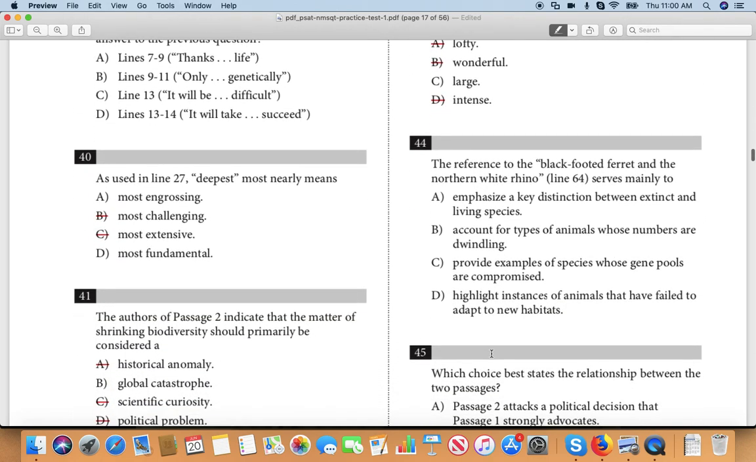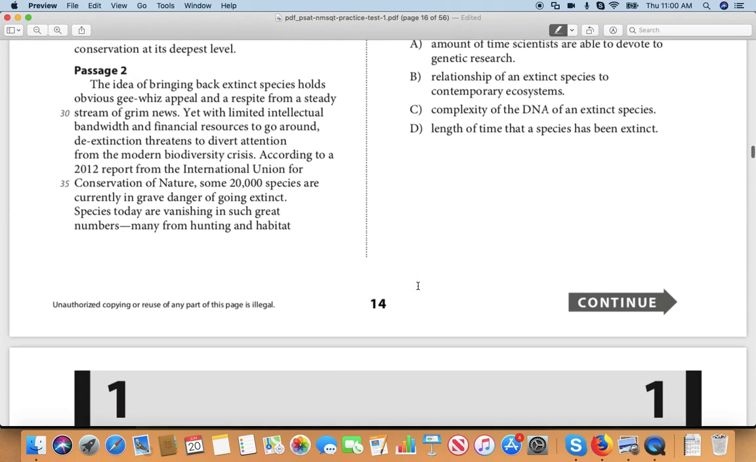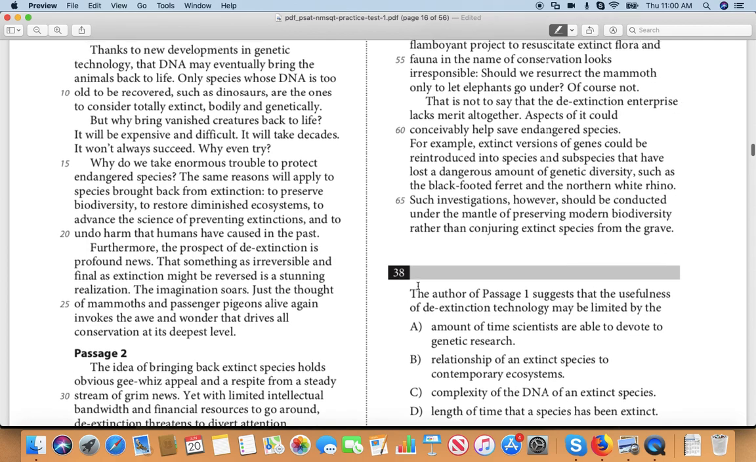All right, now we're getting to the... Oh, no, we're still on the passage 2 questions. Blaze Williams, go and read 44, please. The reference to the black-footed ferret and the northern white rhino, line 64, serves mainly to... Okay, what do we do before we answer this one? Look at line 64. Heck yeah. And check out the context for those references.